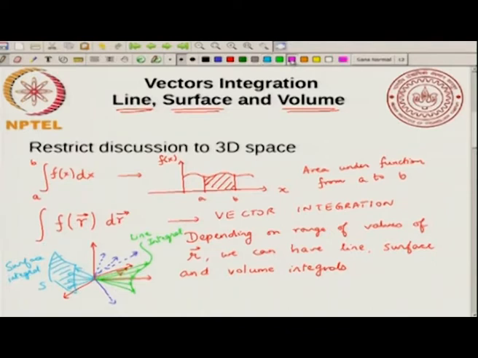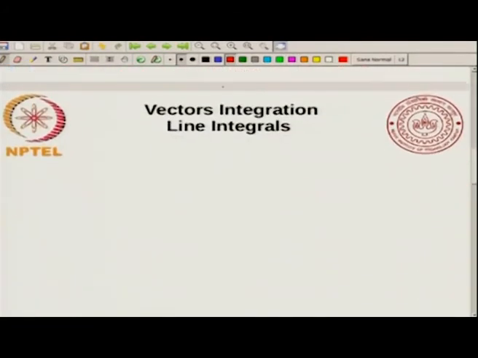Now, you could also have a case where you take some 3D region and you have some volume, and your r can point to anywhere inside this volume, then you will get a volume integral. So, you can get a line integral, a surface integral or a volume integral in this way, and we will talk about this in today's lecture and the next lecture. Okay. So, now let us get to line integrals.